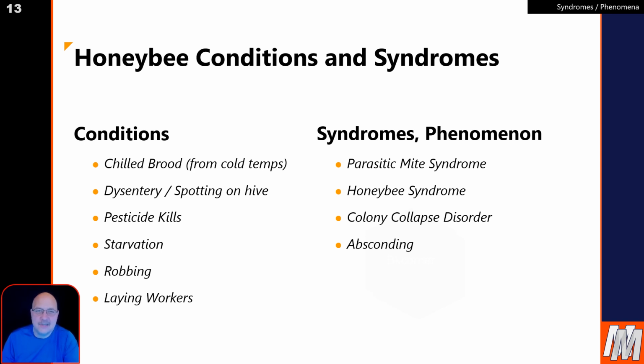Absconding is a phenomenon that happens if there's a lot of pressure, stress, or problems within the colony itself, meaning the condition and environment that causes the bees to leave. These are all maladies of honeybee colonies.